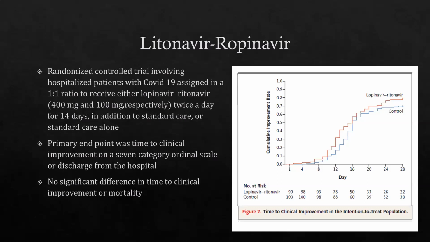They looked at a 7-category ordinal scale. Their primary endpoint was time to clinical improvement on this 7-category ordinal scale, or discharge from the hospital. Just to give you an idea of this scale, it looked at the following categories. 1 would be not hospitalized, resuming normal activities, and 7 would be death. Anywhere in between: not hospitalized versus hospitalized, hospitalized not requiring oxygen, hospitalized requiring oxygen, requiring mechanical ventilation, et cetera, all the way up to death.